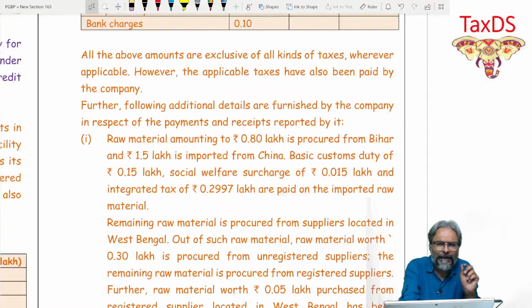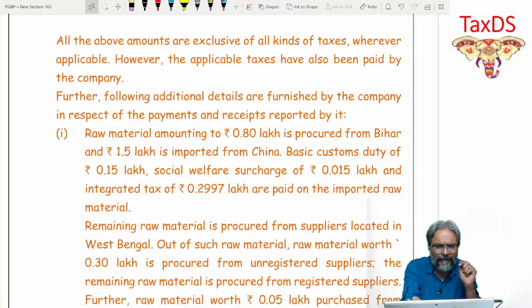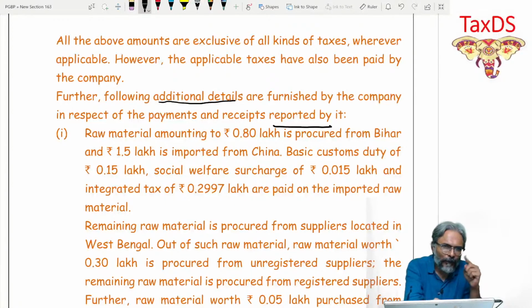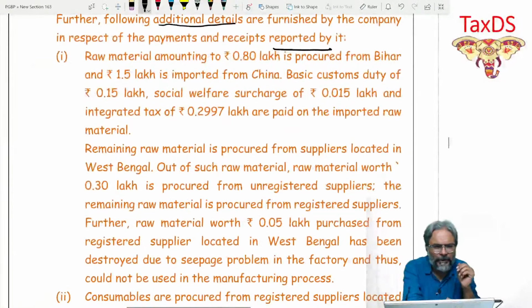All the above amounts are exclusive of all kinds of taxes wherever applicable. However, the applicable taxes have also been paid by the company. So the company has also paid wherever it is applicable. So we have to see on those lines based on the information given below. We have to see which are the cases where the company has paid the taxes. Further, the following additional details are furnished by the company in respect of the payments and receipts reported by it. Additional details, just like your income tax question number 1, total income question. First they will give you the net profit, and thereafter there is additional information that comes forward. The same kind of presentation is there over here as well.